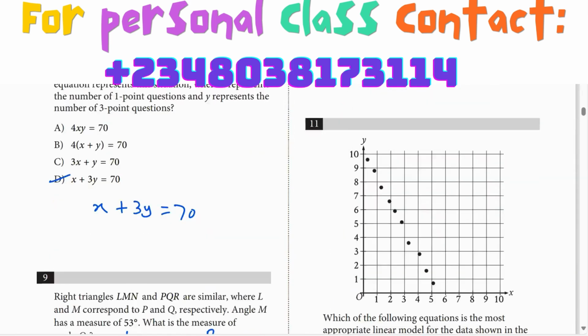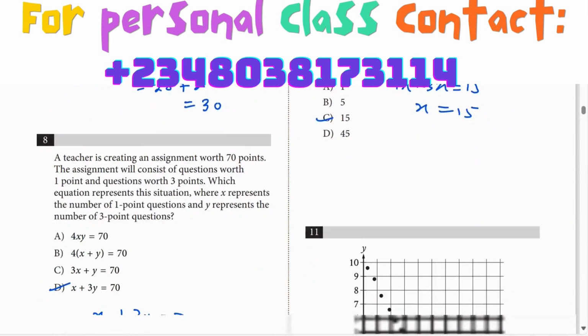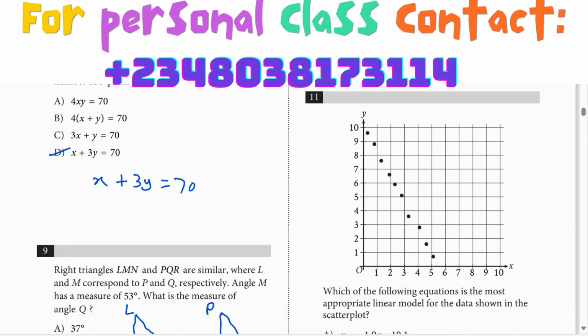That's question number 10. Question 10, we have to solve this and find the value of S. Now, from the second equation, here, Y is minus 3S. So we put it equals 15. So we have X here equals 15. That's option C. We go to number 11.